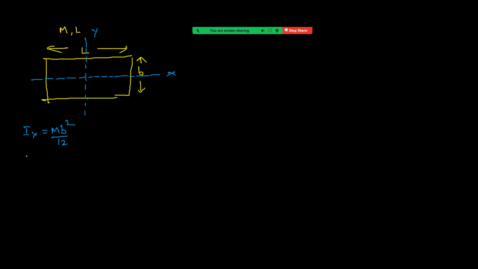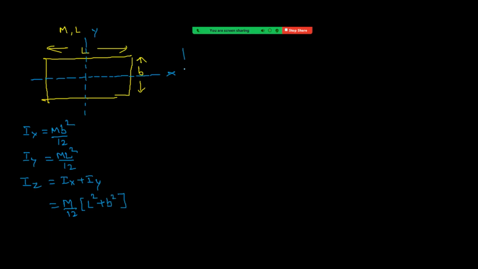In the same way, if you want to calculate about y-axis, this can be taken as a combination of rods, each of length L. Then this is passing through the center of the rod and normal to the length of the rod. So this will be m l square by 12. Now by using perpendicular axis theorem, we can write Iz equal to Ix plus Iy, that is m by 12 into L square plus b square.